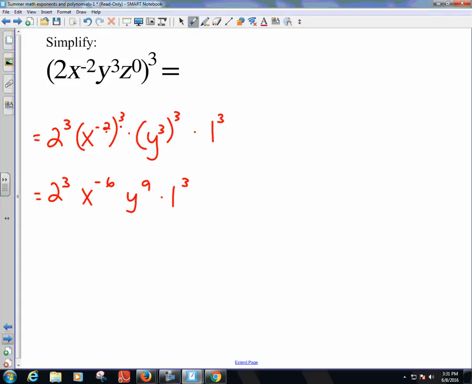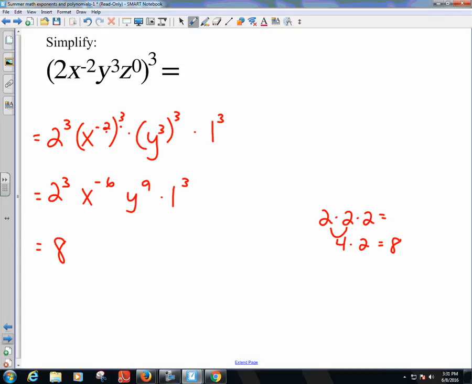Okay, so I'm in really good shape. Now I just need to simplify things. 2 to the 3rd power, well, that's 2 times 2 times 2. This is 4 times 2, so this is 8. So 2 to the 3rd is 8. And then I have x to the -6.